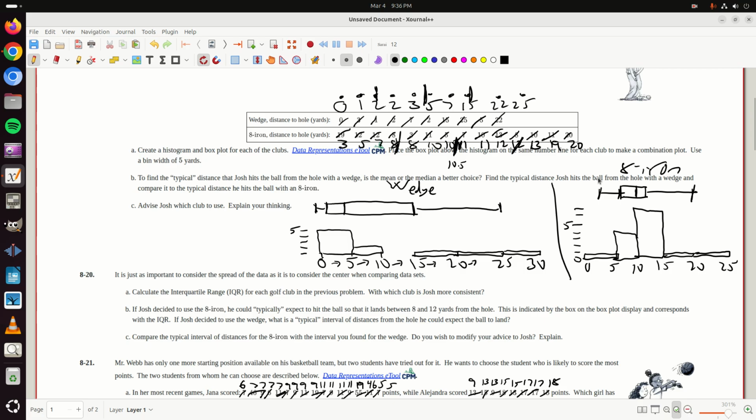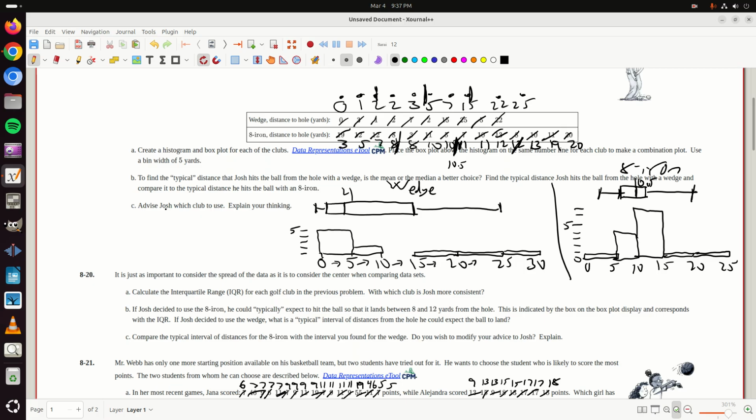Find the typical distance Josh hits the ball from the hole with the wedge and compare it to the typical distance he hits it from with the 8 iron. Well, on this one we said it ended up being like 4 was our median, and on this one I think we said it was 10.5, right? That was our median because it was between 10 and 11. So he typically hits it closer with the wedge.